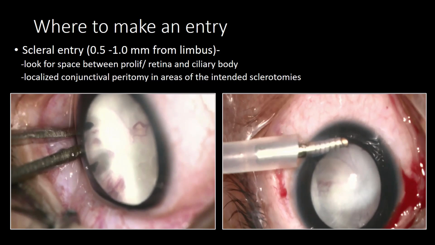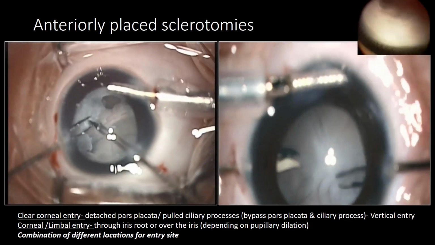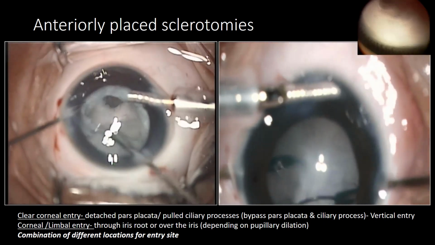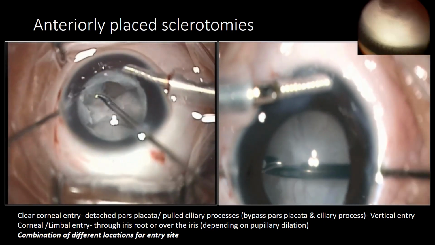If there is no space, what we do is either go through the clear cornea, but ensure that while making a track, it should be vertically down, because when you reach posteriorly, the cornea can get distorted. Or sometimes you can go through the limbus, through the iris root, and approach the retina. So every case is different. You decide depending on where the space is, and you plan your sclerotomies.